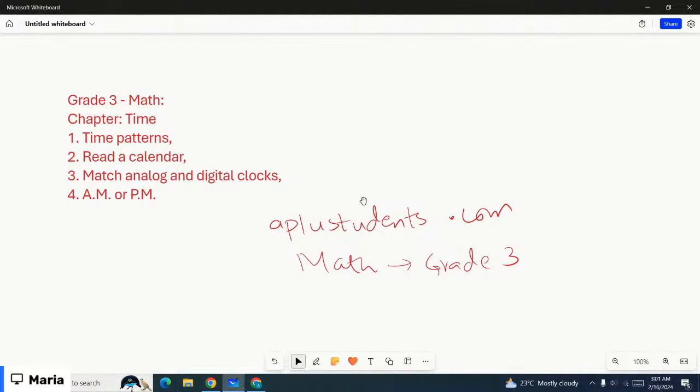And the lessons we're going to cover today are time patterns, read a calendar, match analog and digital clocks, AM or PM. So please make sure you have your notebook and pencil so that you can note down the important examples and definitions as well, right? Let's just start with the lesson.